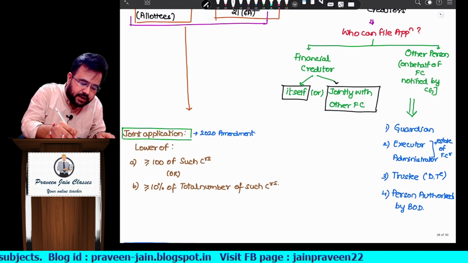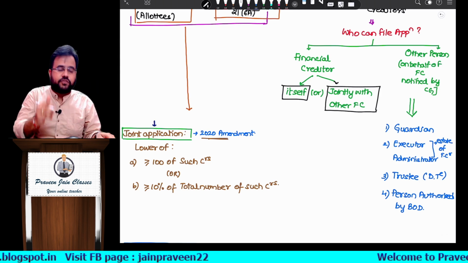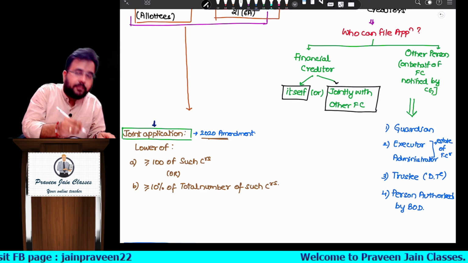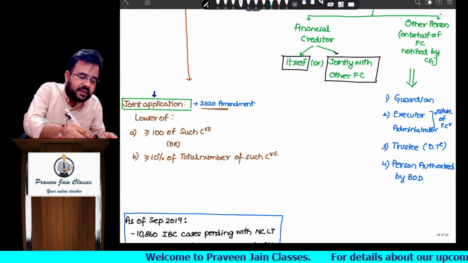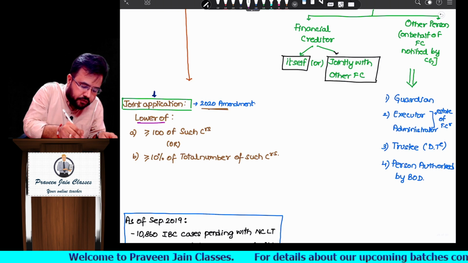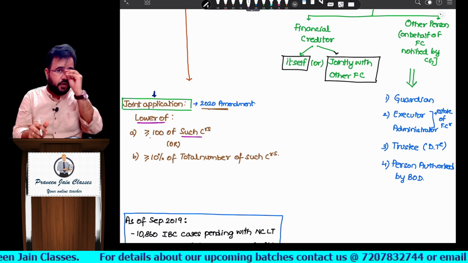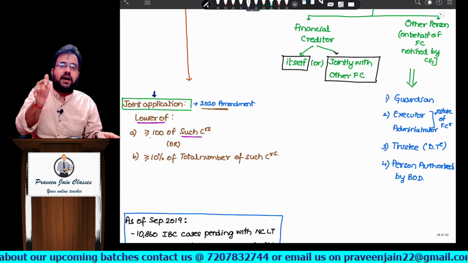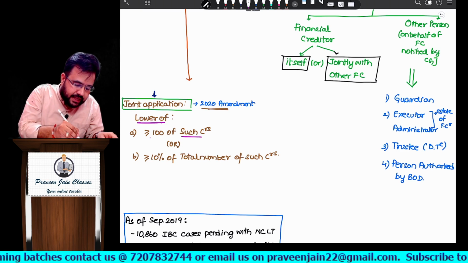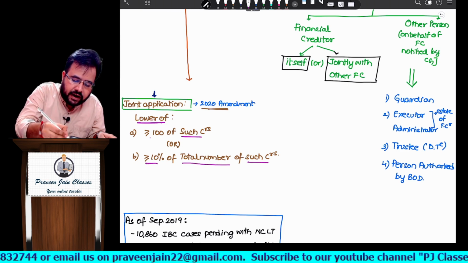So there is an amendment, the 2020 amendment, sir. In the IBC Amendment Act 2020, what did they say? Individual applications will no more be entertained. Joint application should be made. Now, what is the criteria for a joint application, sir? Lower of 100 or more of such creditors. Now, what do you mean by such creditors? If it is home buyers, then 100 or more of all home buyers, or 10% or more of the total number of such creditors. Let us understand, sir.